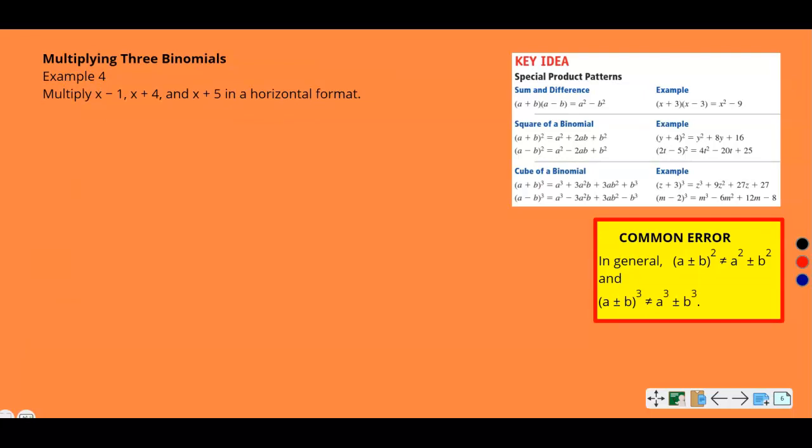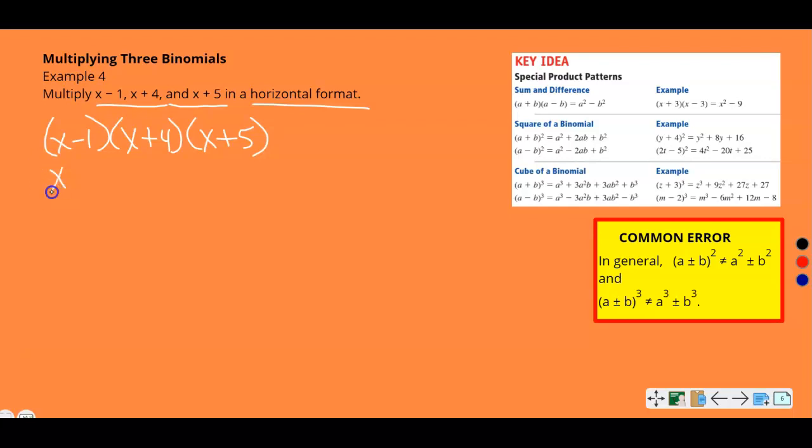Example 4 is multiplying 3 binomials. All right, so if you multiply x minus 1, x plus 4, and x plus 5 using the horizontal format, we're just going to say x minus 1, x plus 4, and x plus 5, and then we're going to multiply. So you're going to multiply 2 at a time. It doesn't matter which 2 you choose to do first. So let's multiply the first 2 together first.